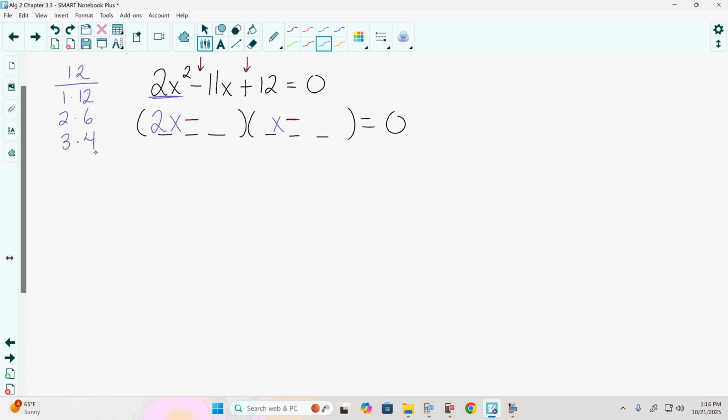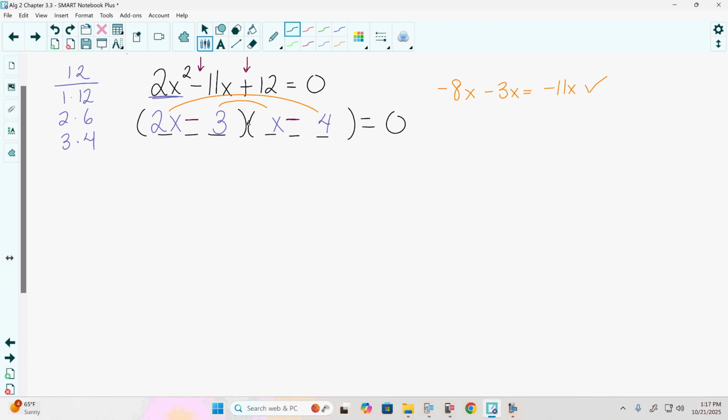Now the first set of factors that we can try using for this here are 3 and 4. And we can check and make sure this works. 2x times negative 4, 2 times negative 4 is going to be negative 8x. Negative 3 times positive x is going to be negative 3x. Negative 8x minus 3x is going to be negative 11x. That is indeed the middle term that we wanted. So we were able to factor it.